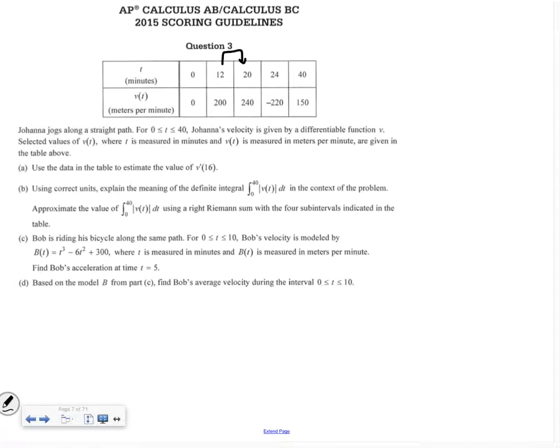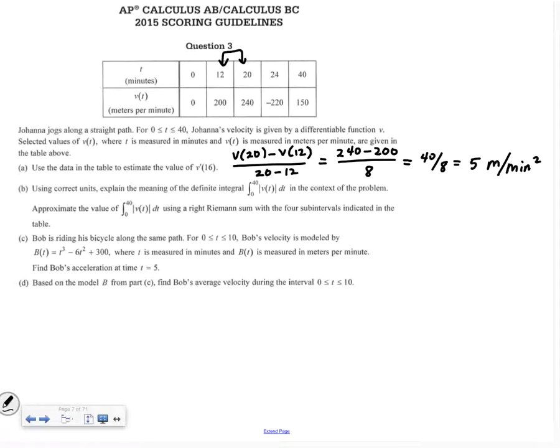So what we do is we use these 2 points. So we're going to find v of 20 minus v of 12 all over 20 minus 12, which is the average rate of change between 12 and 20. And so when we do that, we end up getting 240 minus 200 over 8. So 40 over 8 ends up being 5. And our units, since the numerator was in meters per minute and the denominator is in minutes, it's meters per minute per minute, or meters per minute squared. All right, always write the units. A lot of times you get a point just for the units.